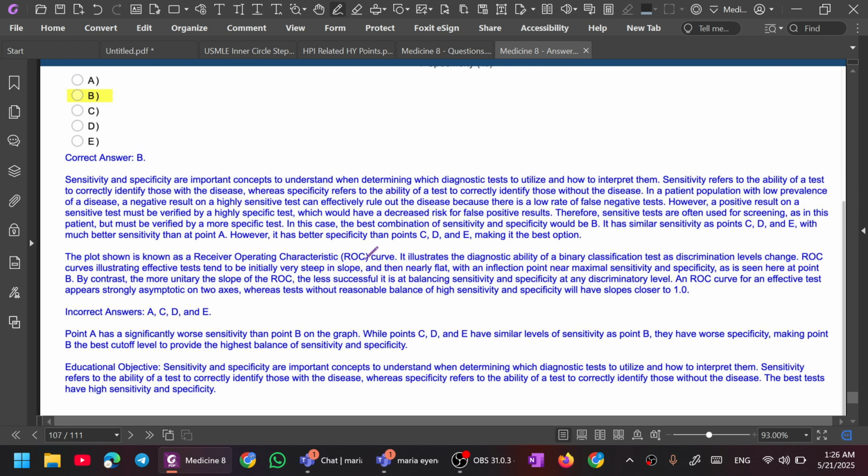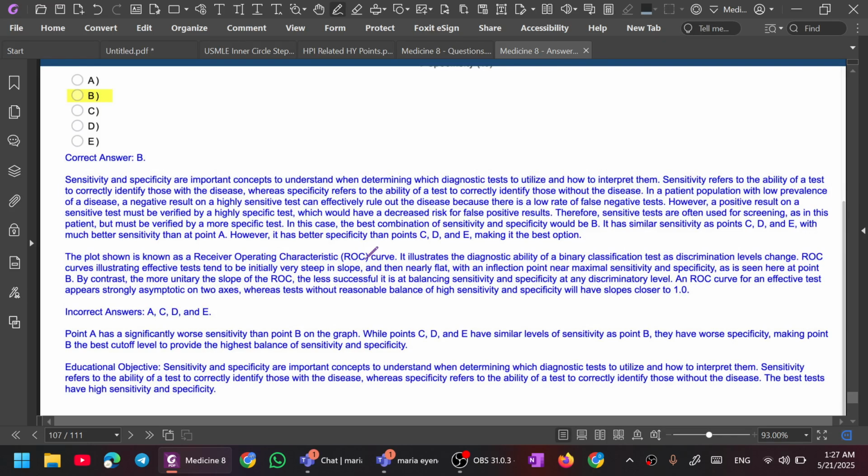Because here it says, in this case, the best combination will be B, because B has similar sensitivity as C, D, and E. What does that mean? B has similar sensitivity as C, D, and E, which is true, because B is right here, it's like 80-something sensitivity, and C is like 80-something or 90, and D is like that too, so they all have high sensitivity. Makes sense. With much better sensitivity than point A. So B has much better sensitivity. B has 80, A is like what, 50? I don't know. That makes sense.